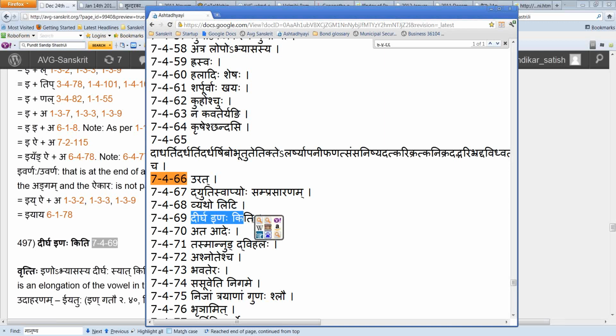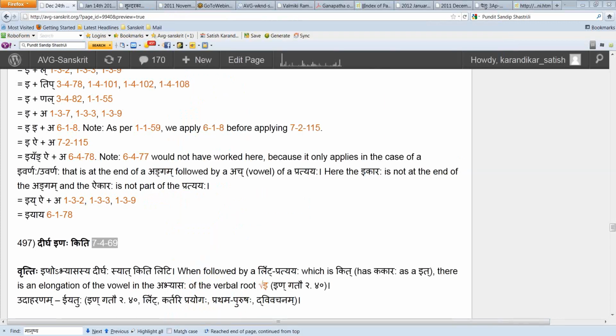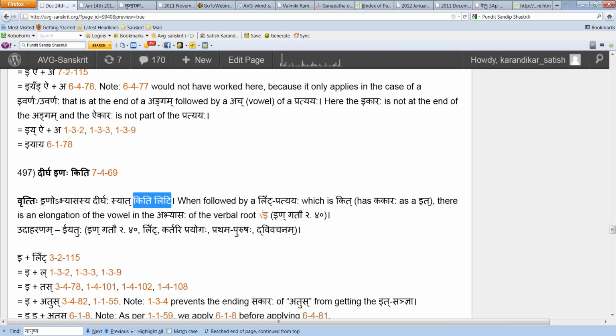And this one says dirgha inah kiti, but only liti parataha. So what this sutram says is very straightforward. It says ino abhyasasya: if you have the dhatu in gatau, in the adadi ganaha, abhyasasya dirgha syat kiti liti. When you say dirgha, rasva, guna, vriddhi, it only applies for an ach. Remember that. The hulls, the consonants, have no dirgha sabhedha. So dirgha means only achaha. So if in the abhyasa of in gatau you have an ach, it will take dirgha adesha, but only kitiliti.